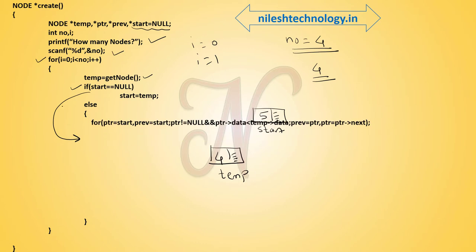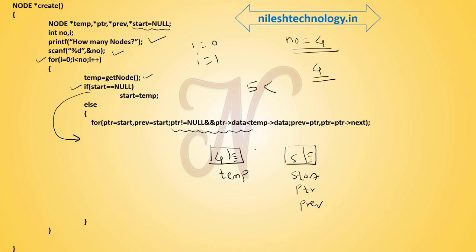So see here in else, by using this for loop, here we remove this code and shift it into here. This is your 5, start. So see here for loop, ptr equal to start. So this is your ptr. Then prev equal to start. This is your prev. Check here ptr is not equal to null, true, and ptr of data, which is 5, is less than temp of data, which is 4. So 5 is less than 4? No. So here we break this for loop.